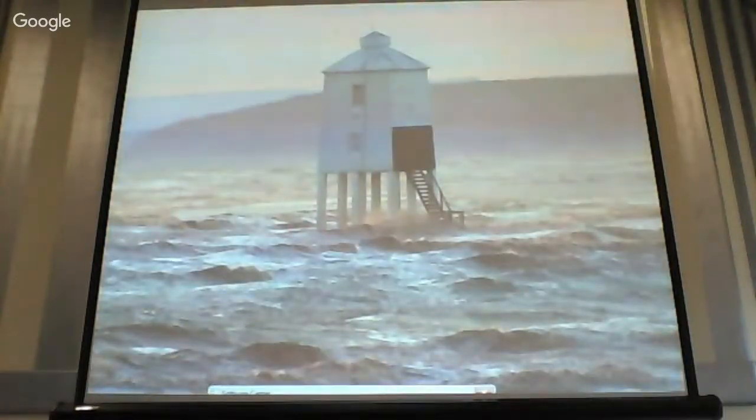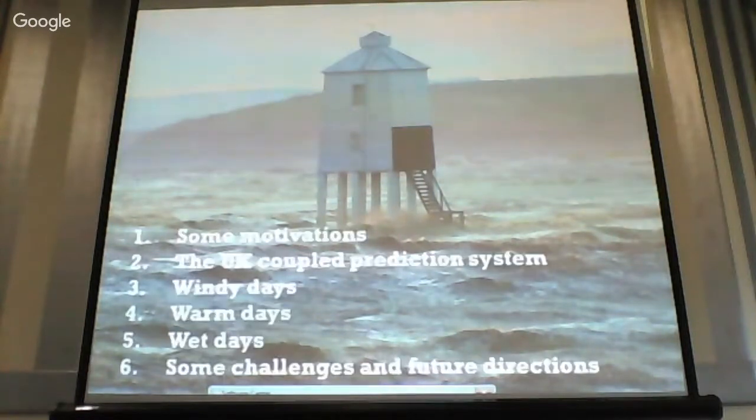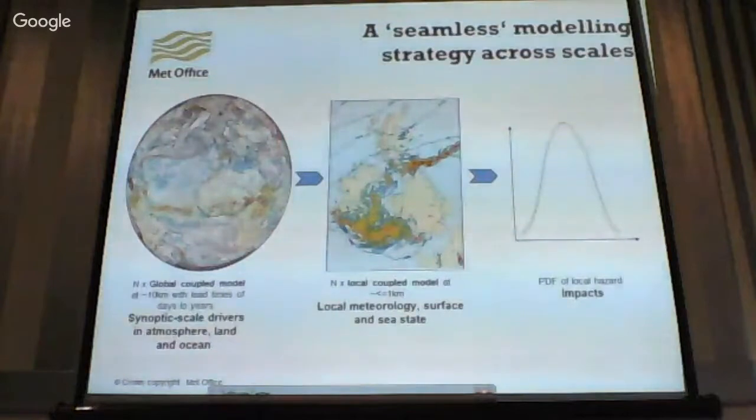This is home, by the way, and it illustrates that in the UK, of course, we're a maritime country, and we sit at the interfaces between ocean, land, and sea. And again, my outline really is some motivations. I'm going to describe this UK coupled system to you, provide some results for you, categorised really on what I call windy days, warm days, and wet days, and then talk about the challenges and future directions.